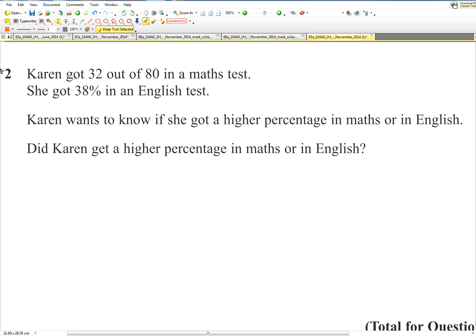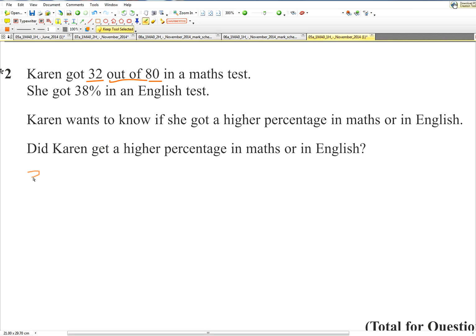Here we go. Bismillah. Karen got 32 out of 80 in a maths test. She got 38% in an English test. Karen wants to know if she got a higher percentage in maths or in English. Did Karen get a higher percentage in maths or English? So we need to work that out. So we've got the orange pen selected. So it's 32 out of 80.